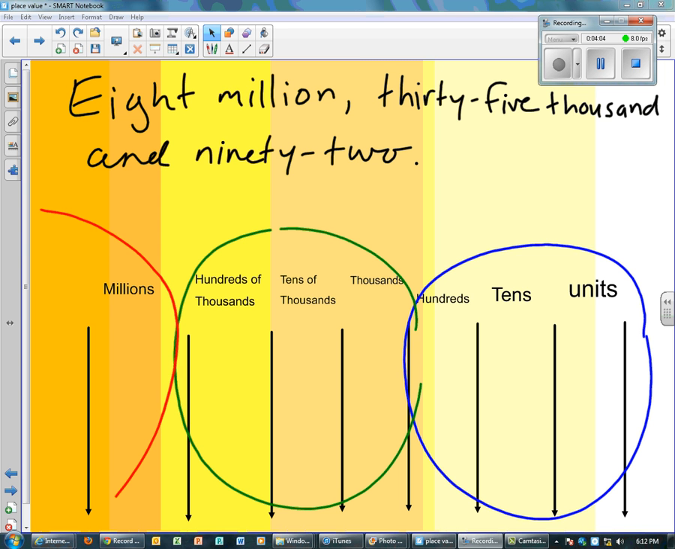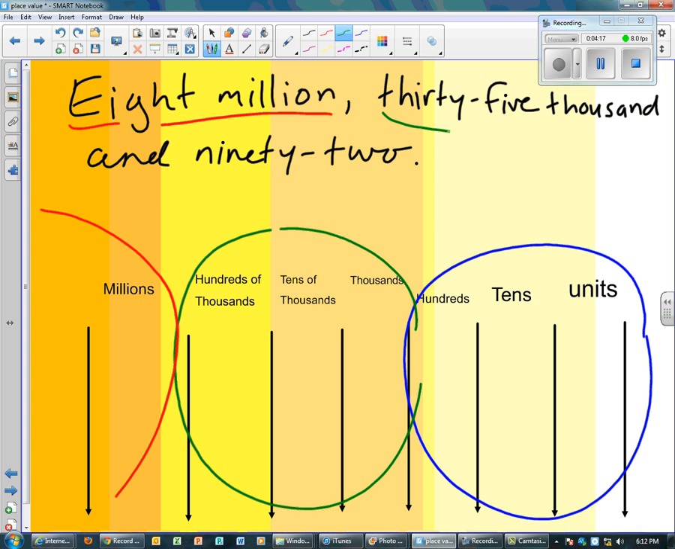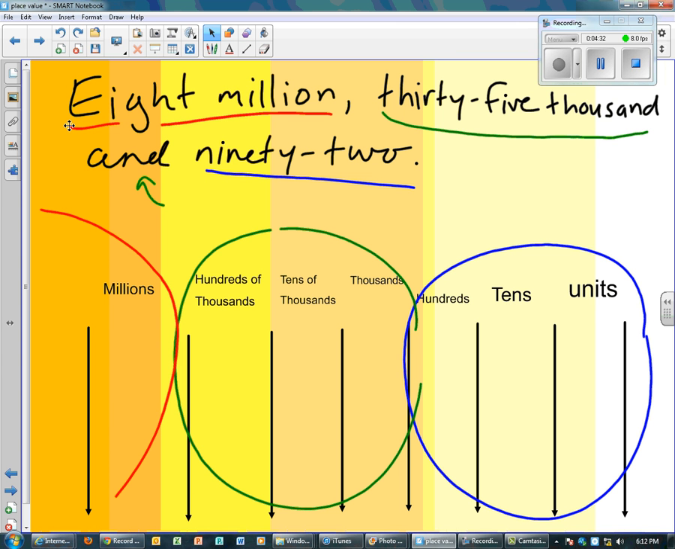Now you can see the commas will help us. The commas will help us break it up into its millions, thousands, and hundreds. So there's your millions, 8 million. Here's your thousands, 35,000. Now there's an and. See the and here? That acts as a comma. So here's our hundreds group there, 92. Actually doesn't even make it to hundreds, but it's still in the hundreds group. Alright, let's have a go at writing it down.